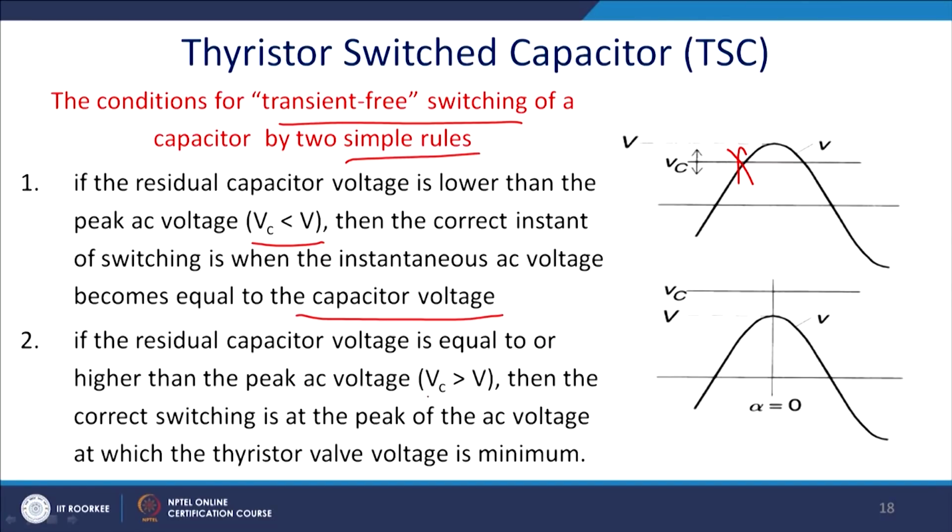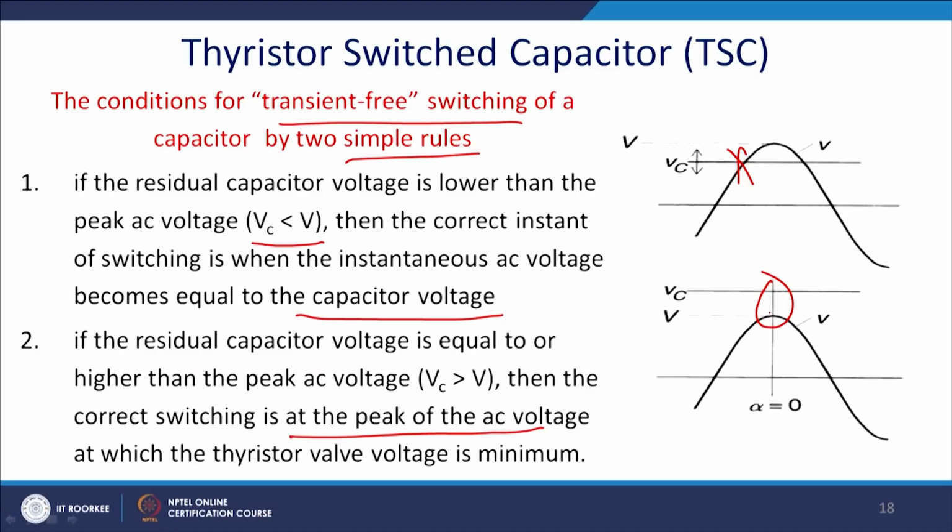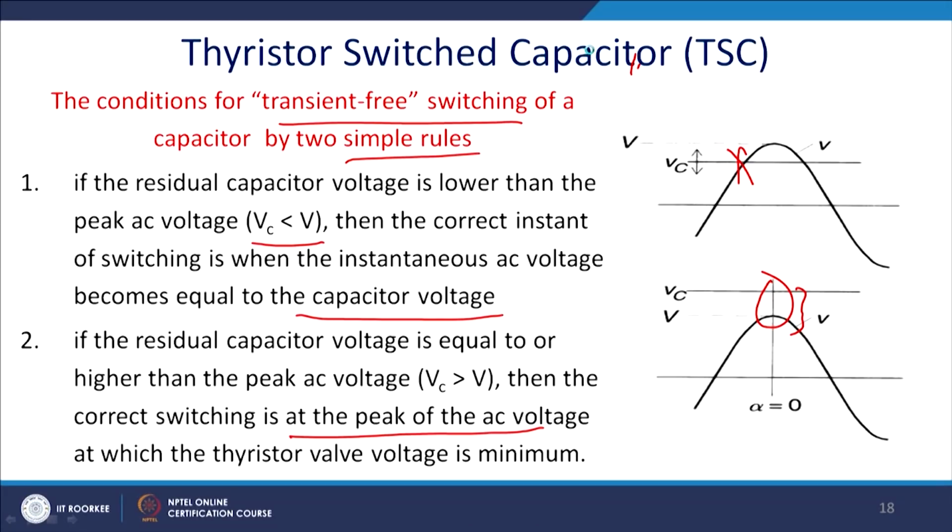If the residual voltage is equal to or higher than the peak voltage of Vc, which generally does not happen, then the correct switching instant will be at the peak, where the thyristor valve will have a minimum voltage. So, we should be switching on at the peak. So, the rate of dV/dt is very low. We have to make dV/dt low, so that the current, that is C dV/dt, will be low. This is the principle of operation. So, we have to reduce the dV/dt.